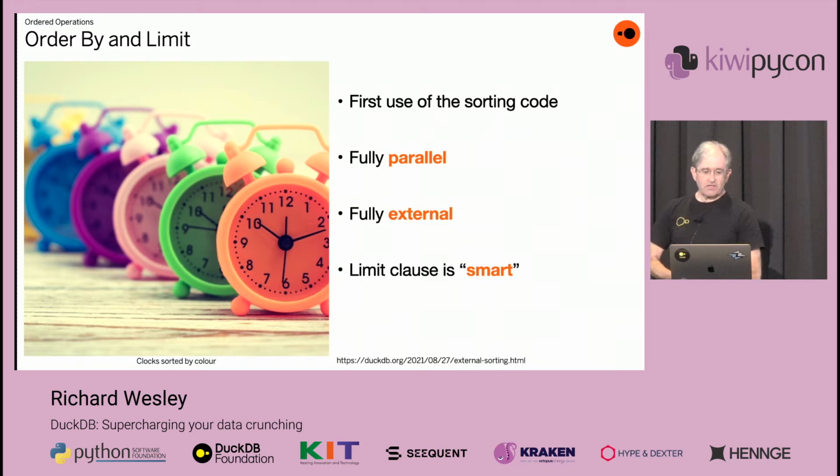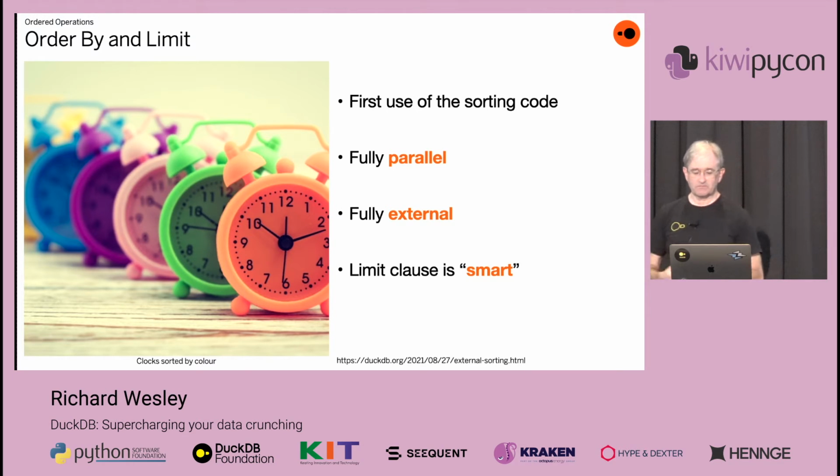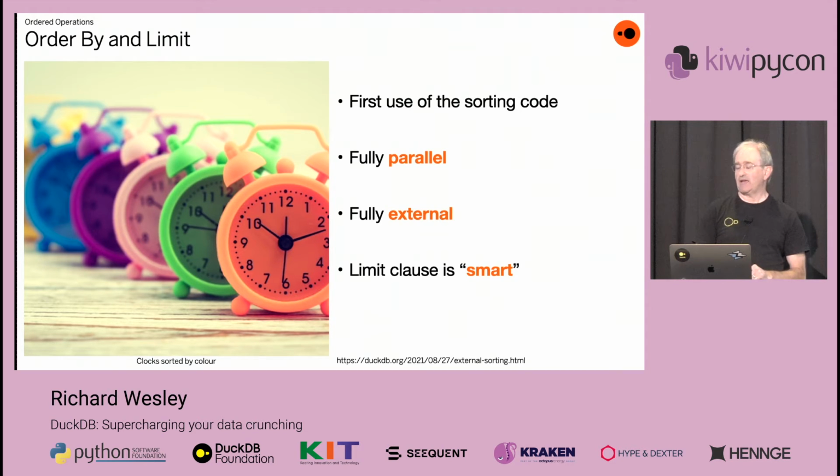The first place we used it was when you have an order by clause in a select statement in SQL, so that our sort is full. We can page it to disk if we need to, and the limit clause will not sort things it doesn't need to. So you can have an offset and a limit, and it'll be fairly clever about it.